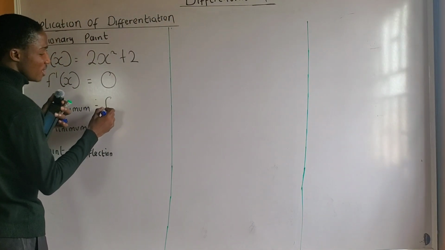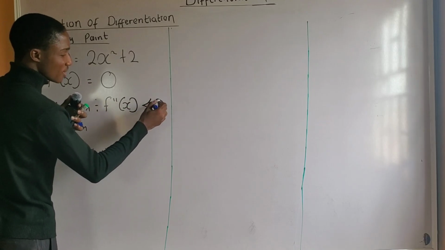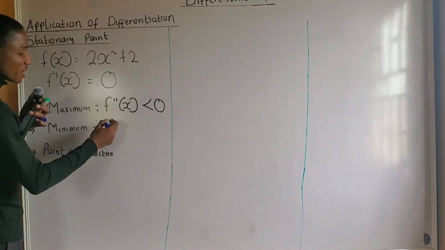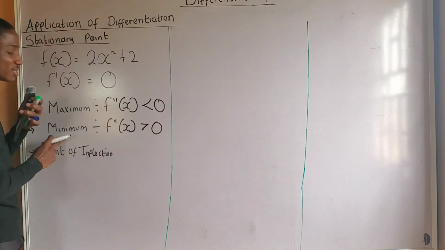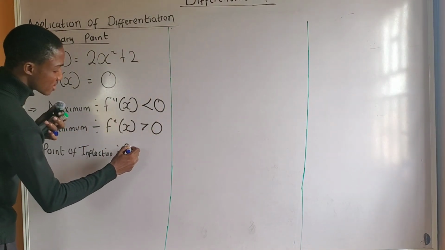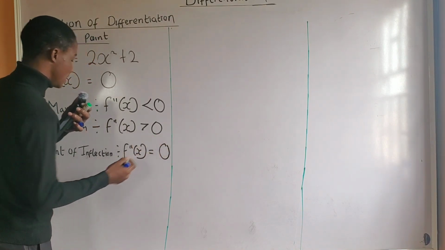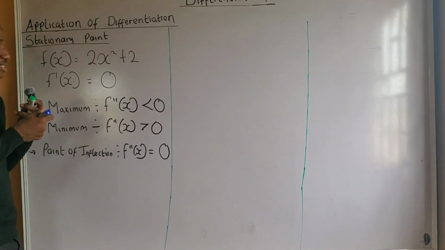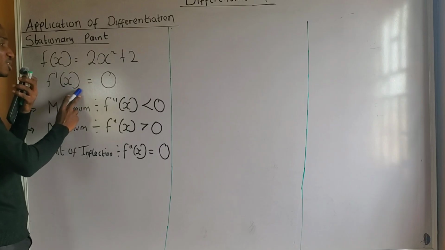Okay? So, if you take the second derivative of f of x, if it is less than 0, the stationary point is maximum. If you take the second derivative of f of x, and if it is greater than 0, that means the stationary point is minimum. Now, if you take the second derivative of f of x, and you obtain a value that is equals to 0, that means that is the point of inflection. Are you getting it? Now, don't forget, at stationary point, the first derivative of a function is equals to 0.